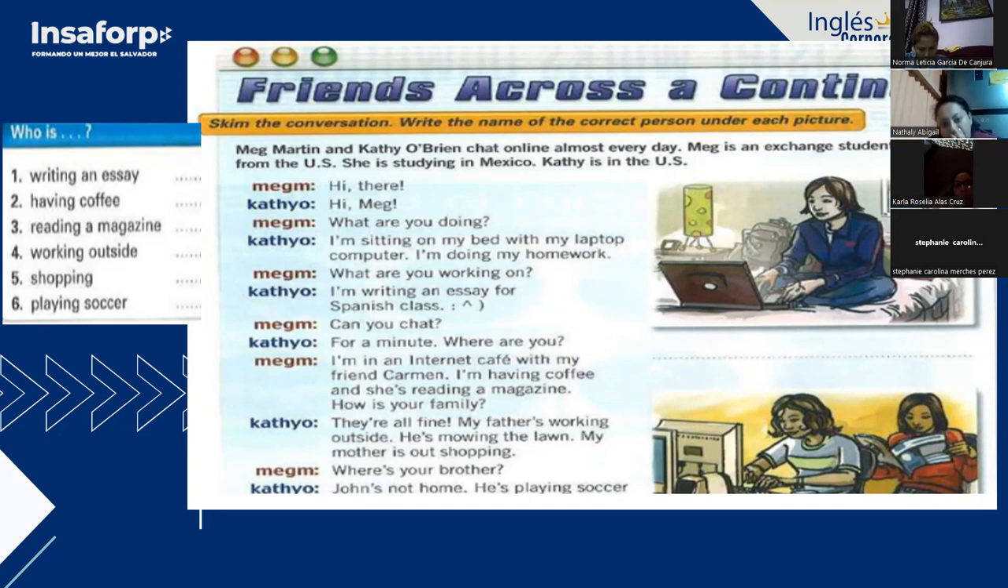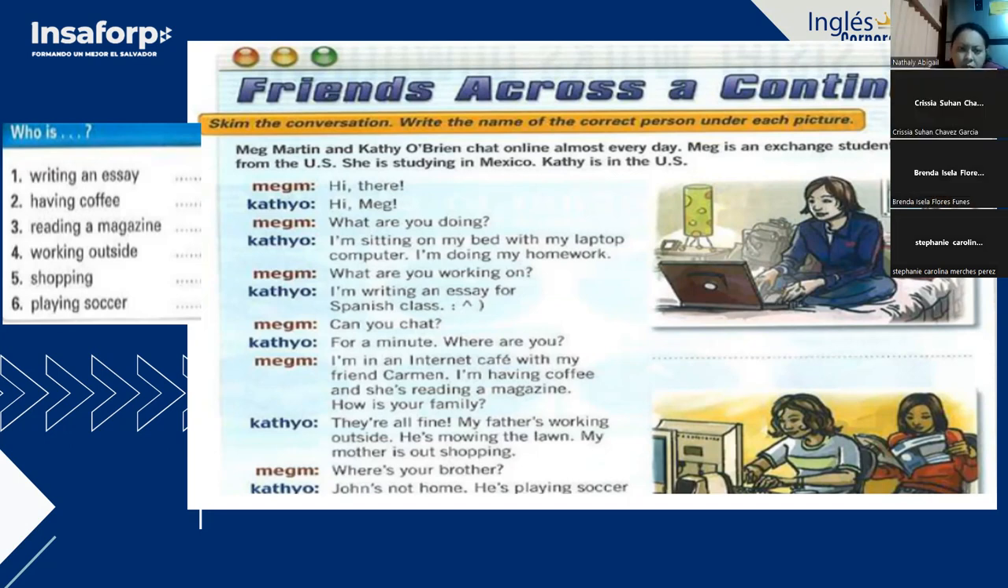Who is writing an essay? ¿Quién está escribiendo el essay? Katy. Okay. Who is having coffee? Meg. Okay. Who is reading a magazine? Carmen. Who is working outside? The father. Kathy's father. Okay. What is he doing? ¿Qué está haciendo él? Moving the law. Okay, and what is mowing?